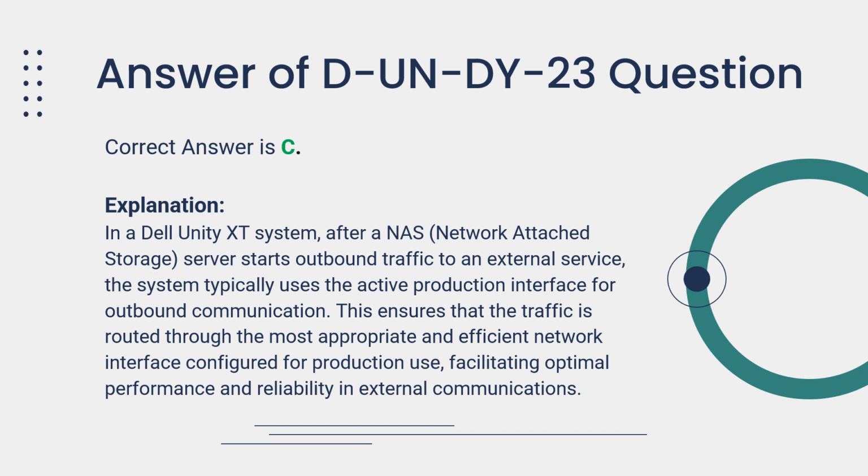Explanation. In a Dell Unity XT system, after a NAS (network-attached storage) server starts outbound traffic to an external service, the system typically uses the active production interface for outbound communication. This ensures that the traffic is routed through the most appropriate and efficient network interface configured for production use, facilitating optimal performance and reliability in external communications.